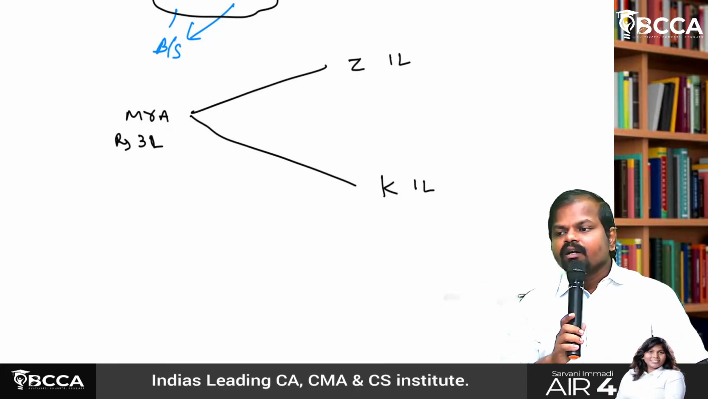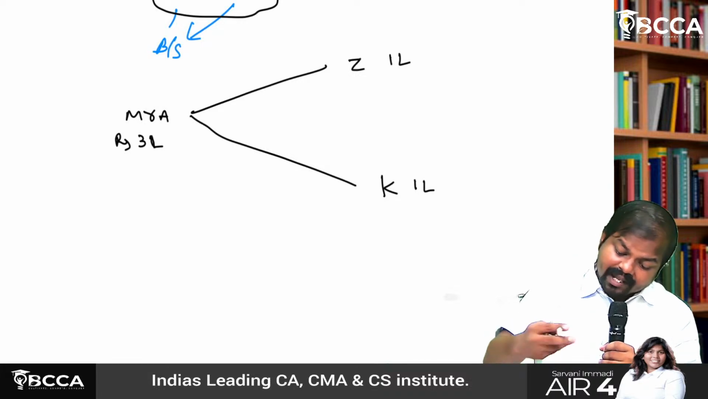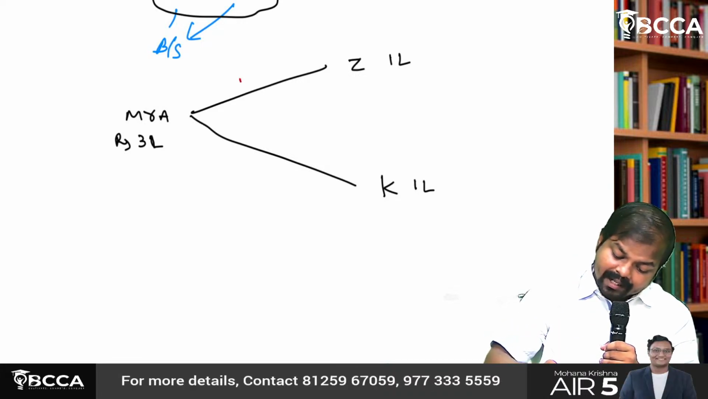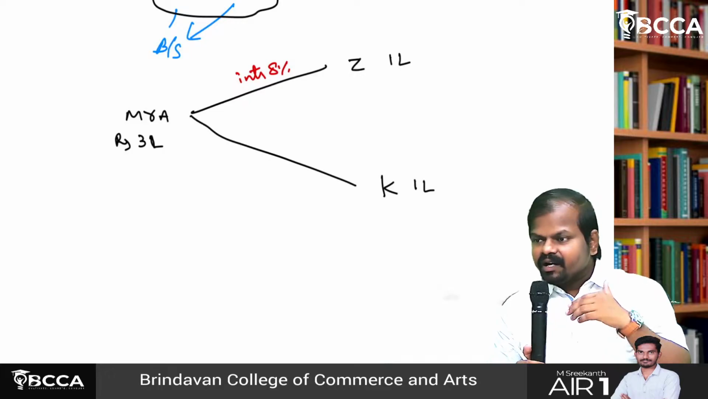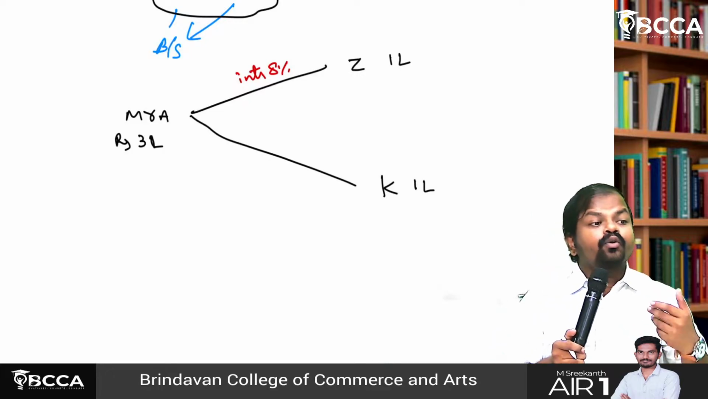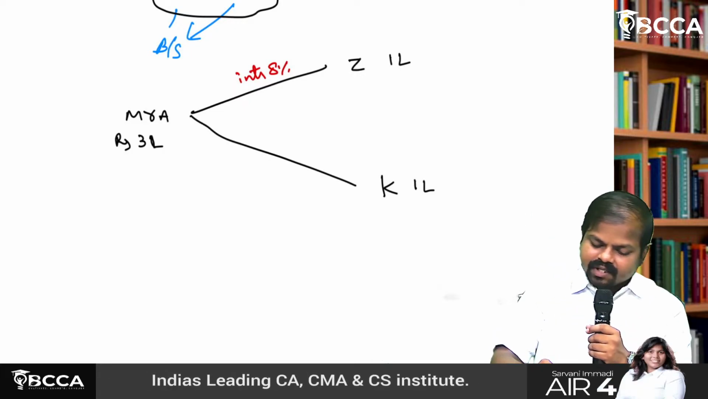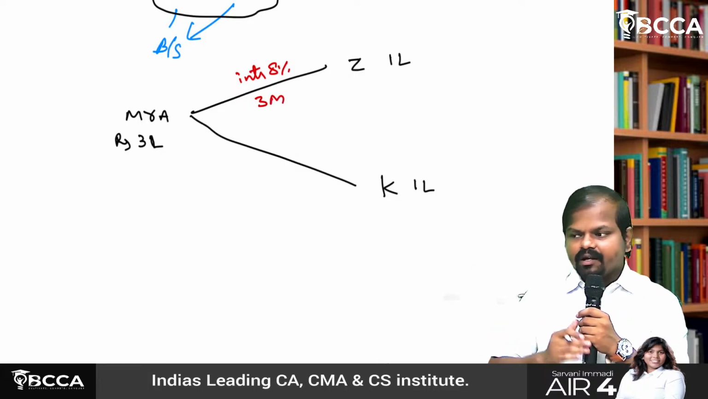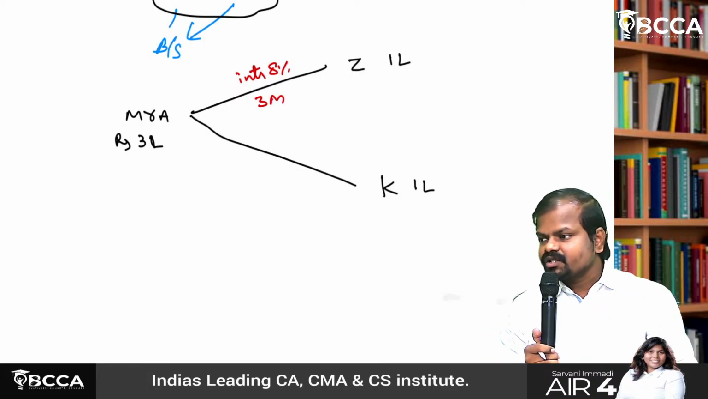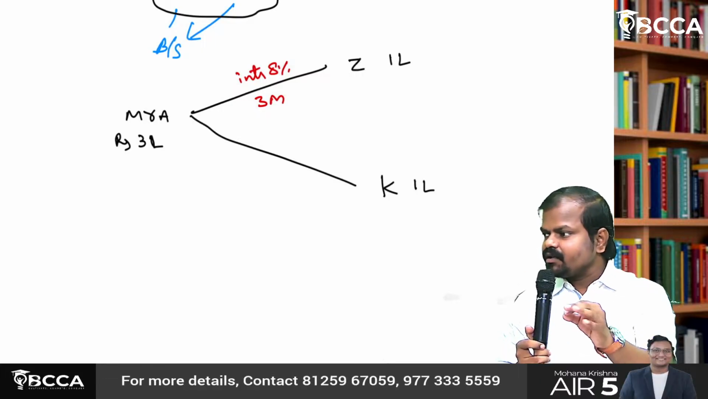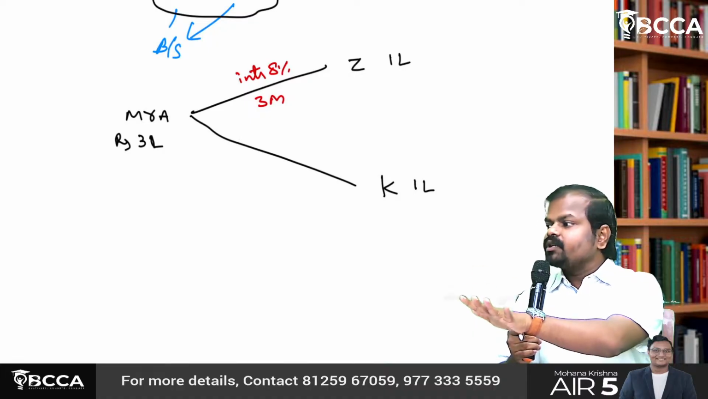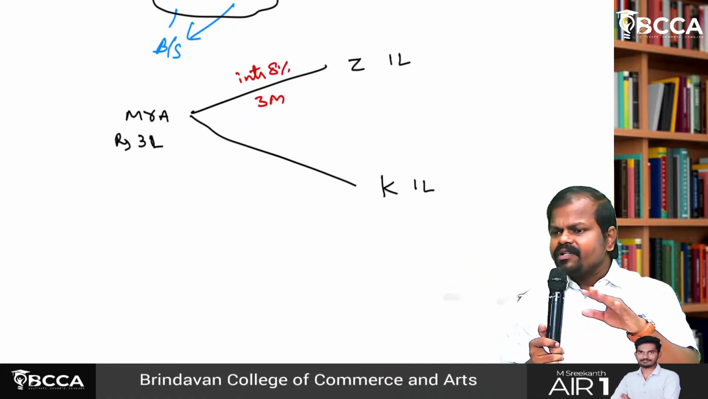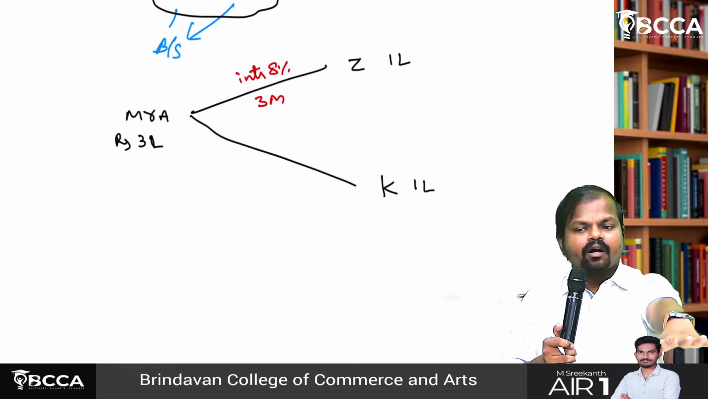Correct? Z has told that I will repay with interest at 8%. Even though I am a friend, I will repay after certain days, after 2 months or after 3 months. They're asking 3 months here. After 3 months, I will repay along with interest. How much is the interest portion? I will repay 1 lakh plus 8% per annum into 3 divided by 12. How much interest is coming? I will repay that extra apart from 1 lakh.